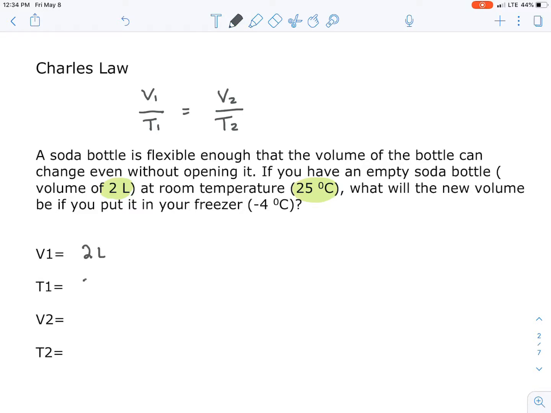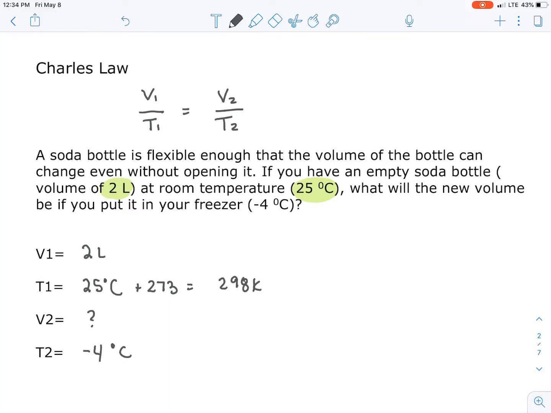T1 is 25 degrees Celsius. And then we have T2 is -4 degrees Celsius. And we're solving for V2 in this case. All right, now, first thing, we're in Celsius. You have to be in kelvins for this to work. So we're going to add 273 and convert that over. Is that 298?